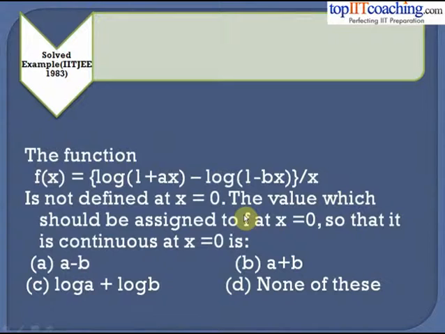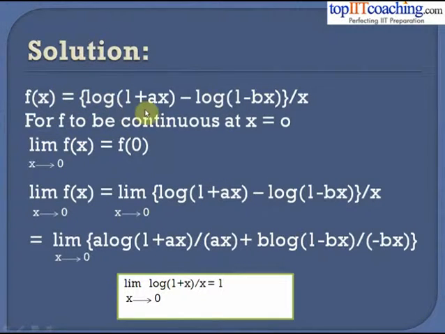So in this problem we have been given a function f(x) and it is not defined at the point x equal to 0. We have to assign a value to f at the point x equal to 0 such that the function becomes continuous at the point x equal to 0, and we have been given the 4 options. So let's try to solve it. f(x) is equal to (log of (1 plus ax) minus log of (1 minus bx)) whole divided by x. Now for f to be continuous at the point x equal to 0, the limit of f(x) when x tends to 0 should be equal to f(0).